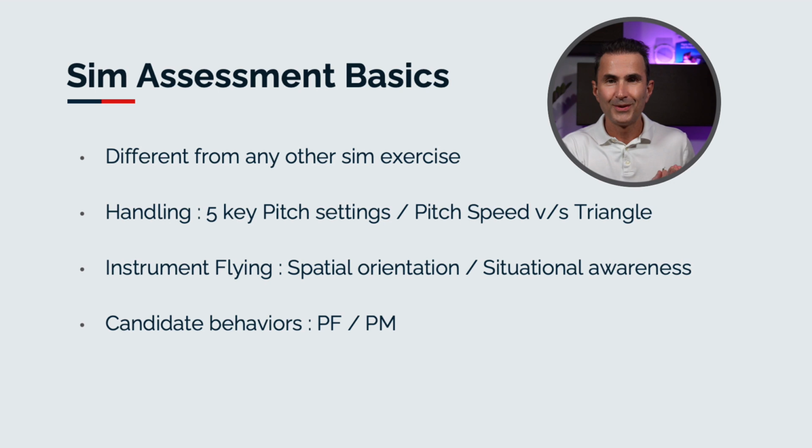So now to do this properly, you would want to have some sound handling techniques. For this, the two main things that you must know are the 5 key pitch settings, but also the 320, and you need to know the pitch speed versus triangle. And for the instrument flying, you also need to be good at spatial orientation and situational awareness on a plane that only has needles. You need to know how to get back to the airfield with just one needle. And then, of course, you need to have the right behaviors between PF and PM, because assessing behaviors is a very, very big part of the sim.